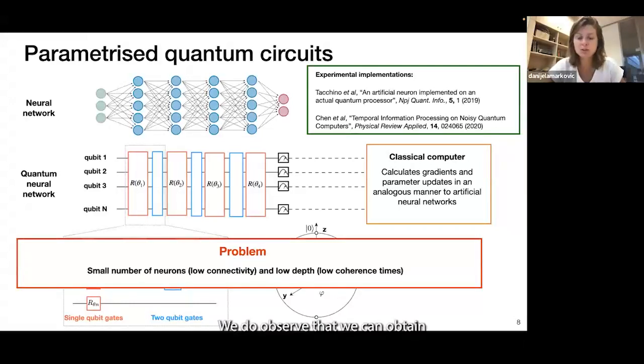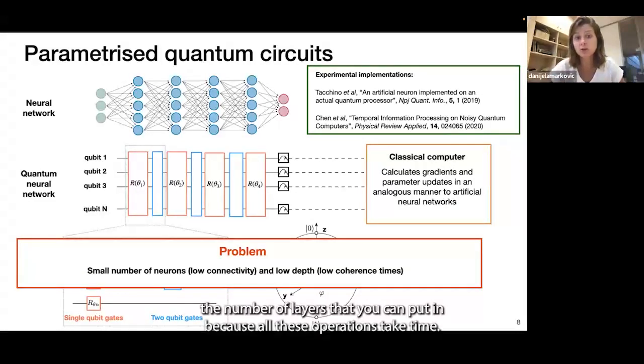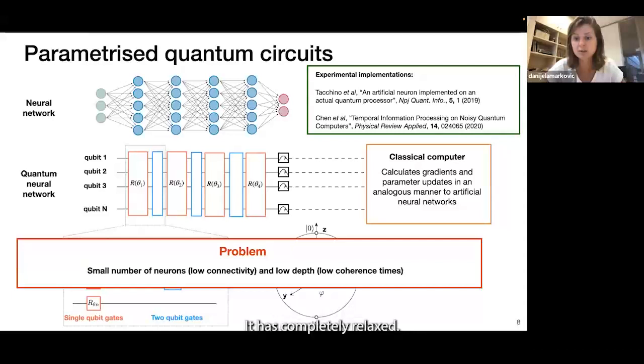Actually, we do observe that we can obtain an exponential number of neurons with a given number of qubits, but they are still limited, because as long as you're using qubits, the connectivity is low, and also coherence times of these qubits are not yet very good, which limits the number of layers that you can put, because all these operations take time. At some point your system has become classical, it has completely relaxed.